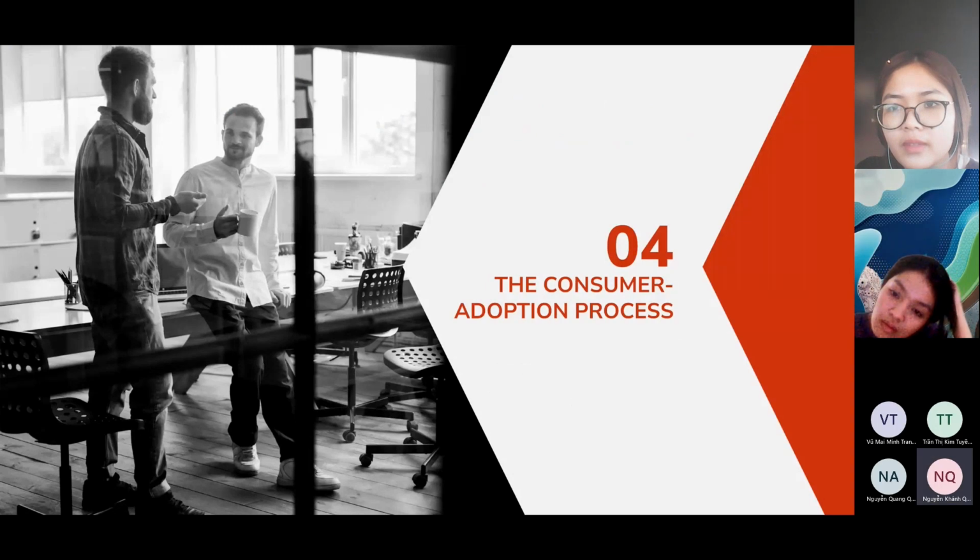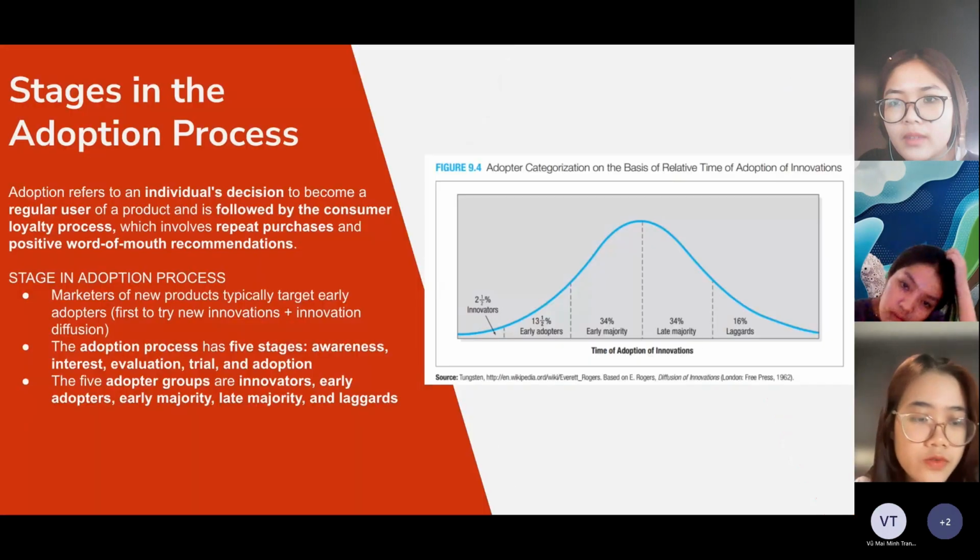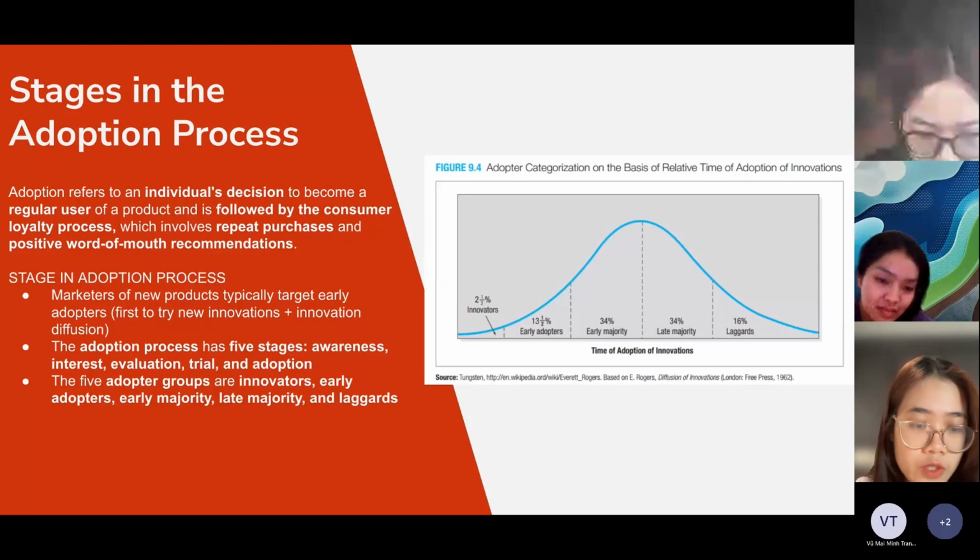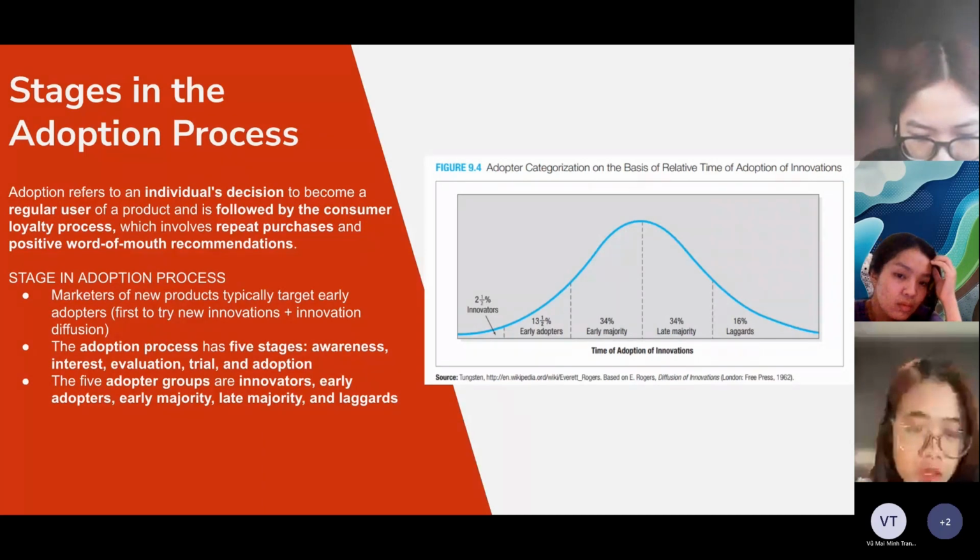So the next part is the consumer's adoption process. So adoption refers to individual decision to become a regular user of a product and is followed by the consumer loyalty process, which involves repeat purchase and positive word of mouth recommendations. So the task in the adoption process is that the marketer of a new product typically targets early adopters who are first to try new innovations and uses the theory of innovation diffusion to identify them.